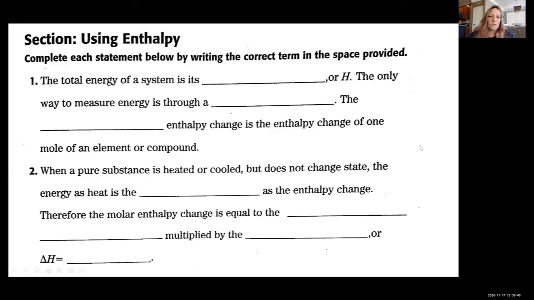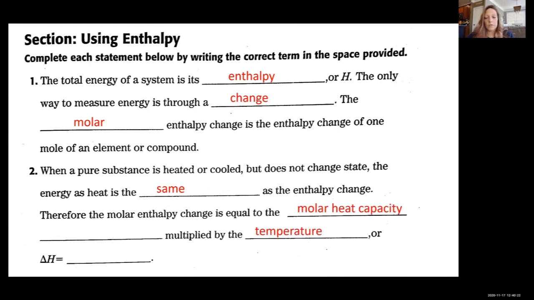So going over your notes and your homework, the total energy of a system is its enthalpy. The only way to measure energy is through a change. The molar enthalpy change is the enthalpy change of 1 mole of an element or compound. When a pure substance is heated or cooled but does not change state, the energy as heat is the same as the enthalpy change. Therefore, the molar enthalpy change is equal to the molar heat capacity multiplied by the temperature change, or delta H is C delta T.